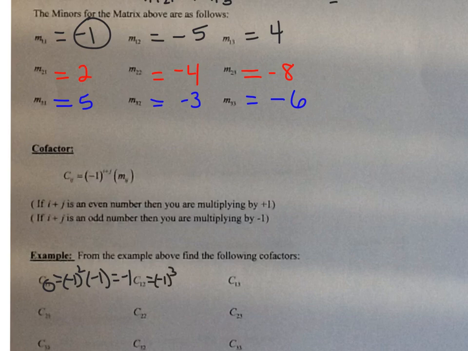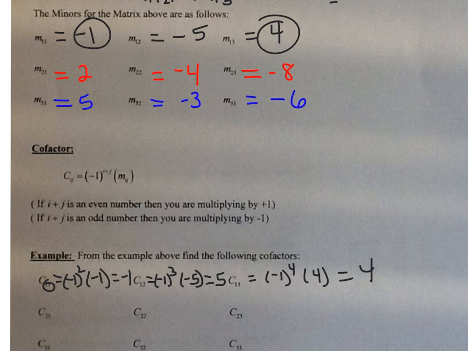So that's just negative 1. So I'm multiplying by a negative times my minor of 1, 2, which is negative 5. So it's negative 1 times negative 5 is positive 5. And then the cofactor for 1, 3 is going to be negative 1 raised to the fourth power, which is going to be positive 1, times the minor of 4, which was right here. So negative 1 to the fourth power, that's positive 1 times 4 is just going to be 4.